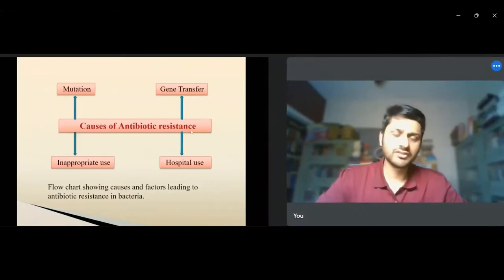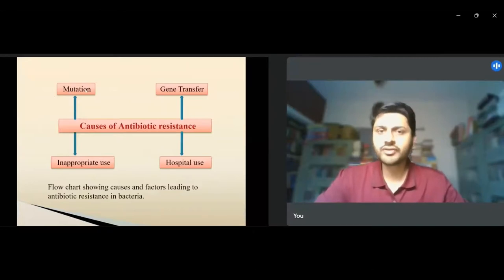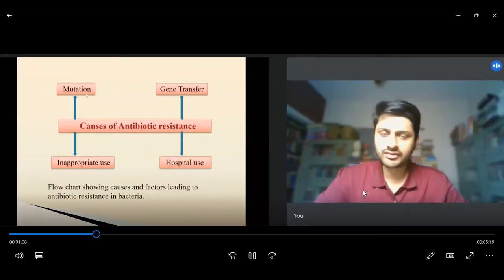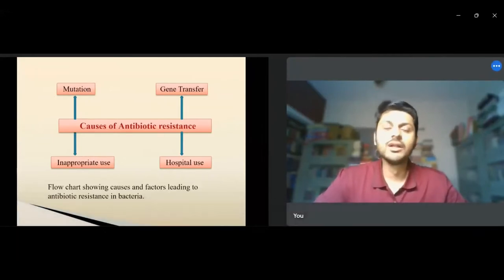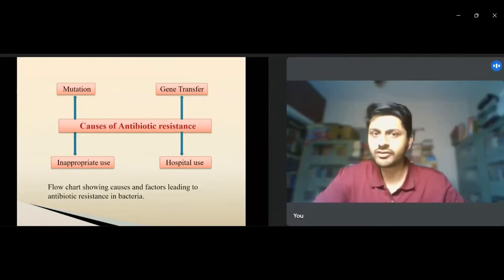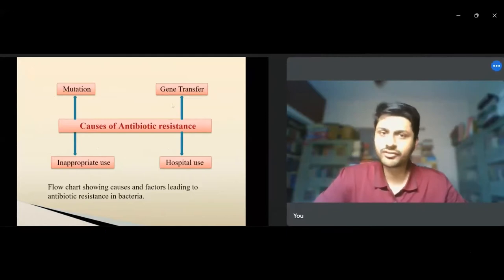Causes of antibiotic resistance. The first important cause is mutation. When a particular bacteria replicates, during that process certain mutations arise, and those mutations can make a bacteria develop resistance to antibiotics. The second cause is gene transfer. Some bacteria may acquire certain genes which are responsible for drug resistance, and those genes can be transferred from one generation to the next generation during the process of cell division.